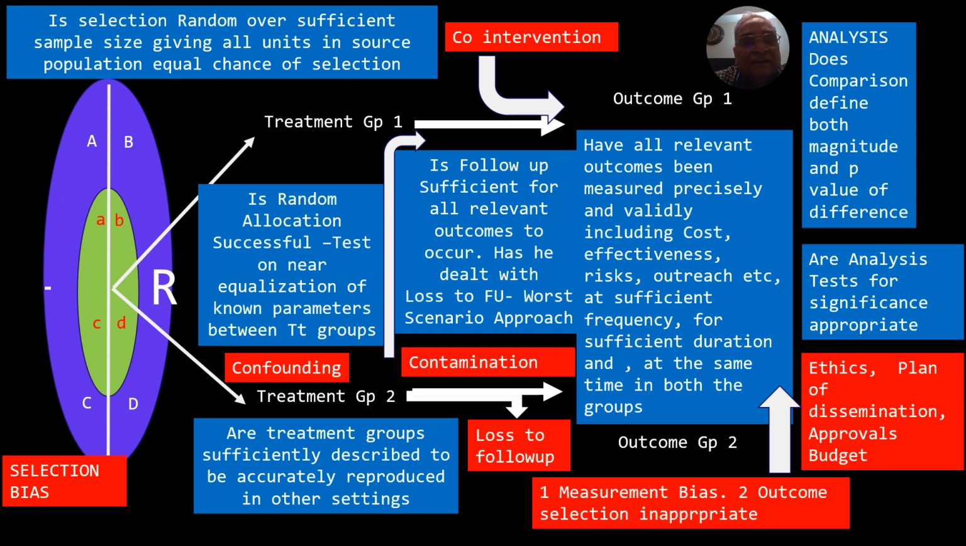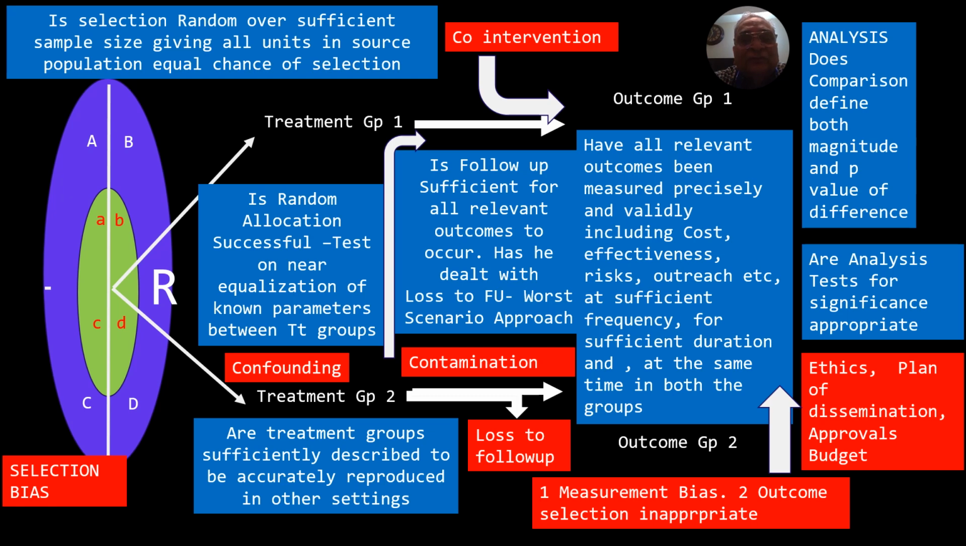So then the treatment group itself. Are the treatment groups sufficiently well described to be accurately reproduced in other settings? That's the question you ask. Then about the follow-up. Is the follow-up sufficient for all relevant outcomes to occur? That means the duration. The second question is, has he dealt with loss to follow-up? Those that have been lost to follow-up.